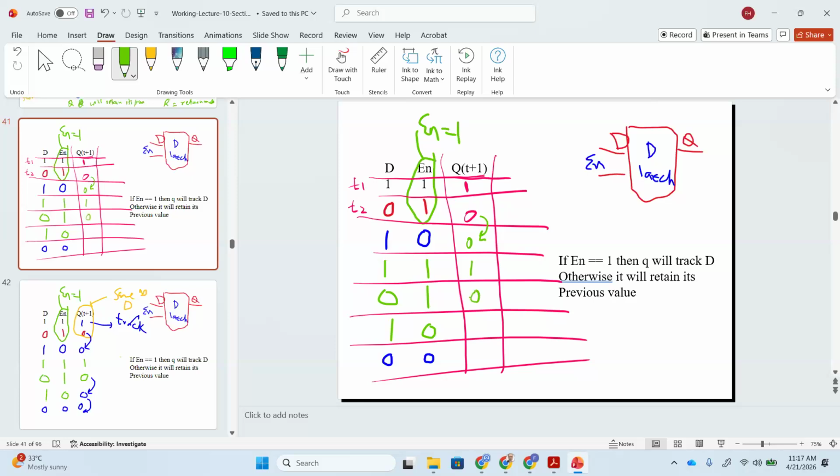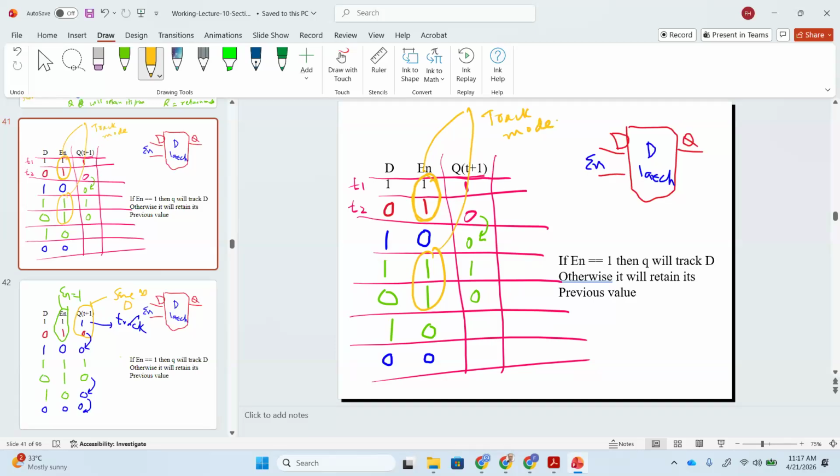So can you see here? This is now the track mode. For the track mode, I can use this color. So this is the track mode. And now enable is 1, the track mode.